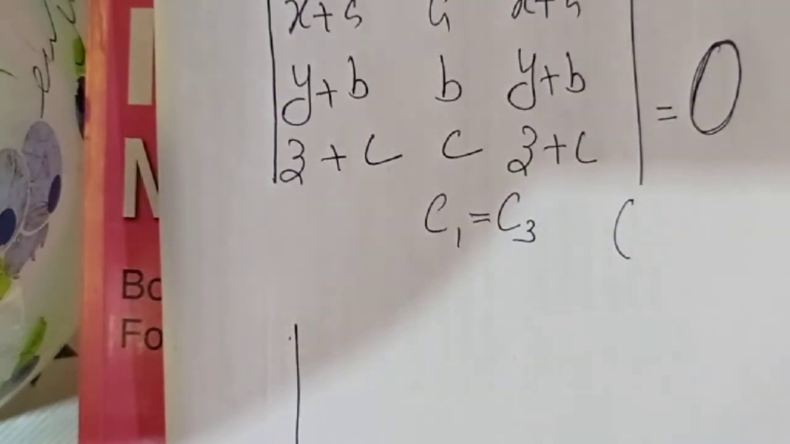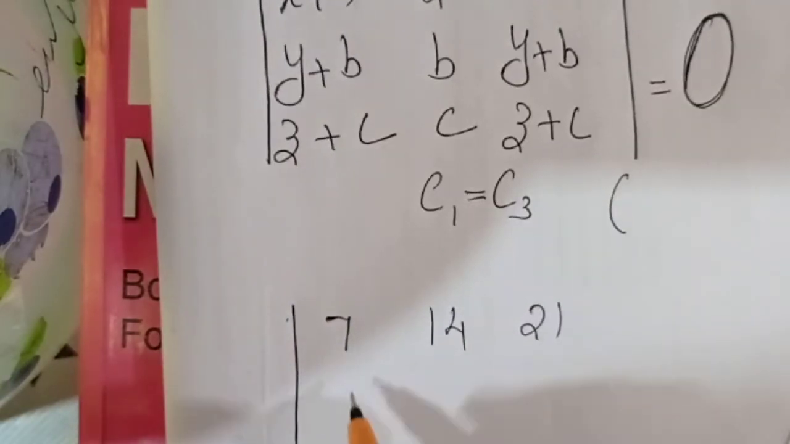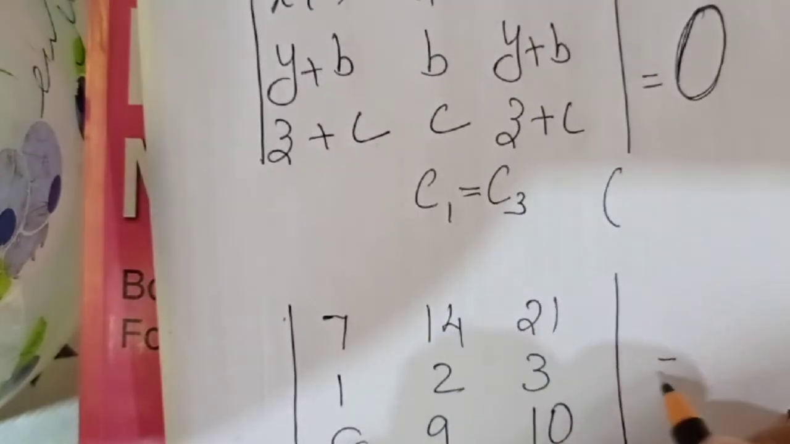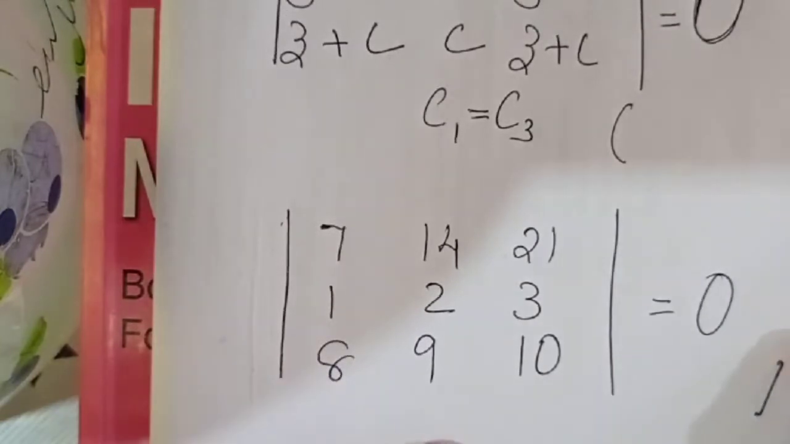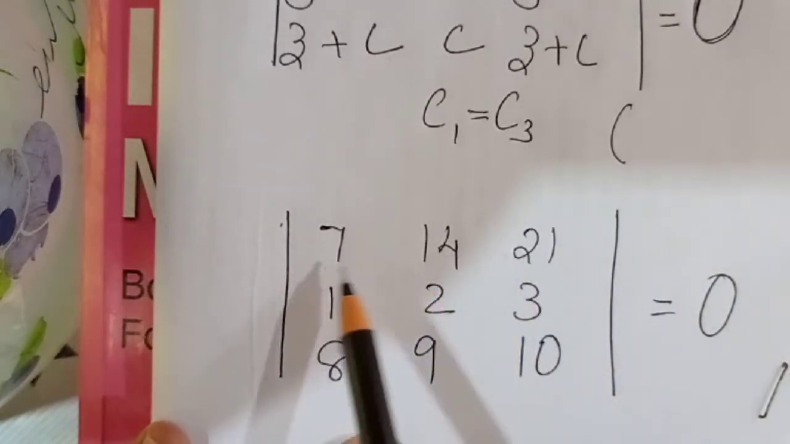Write the next question. Without expanding, prove that the determinant with rows 7, 14, 21; 1, 2, 3; 8, 9, 10 equals 0. That's the important point. The third property says, if there is any common factor or any common number, you can take the common factor outside.